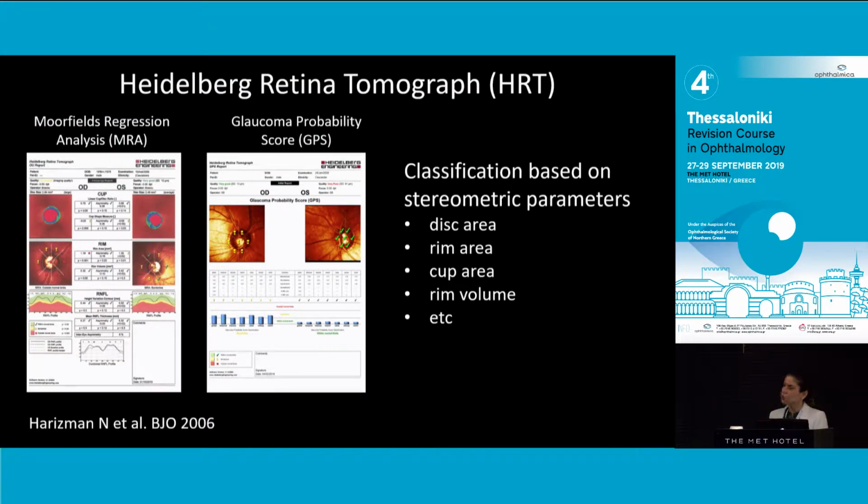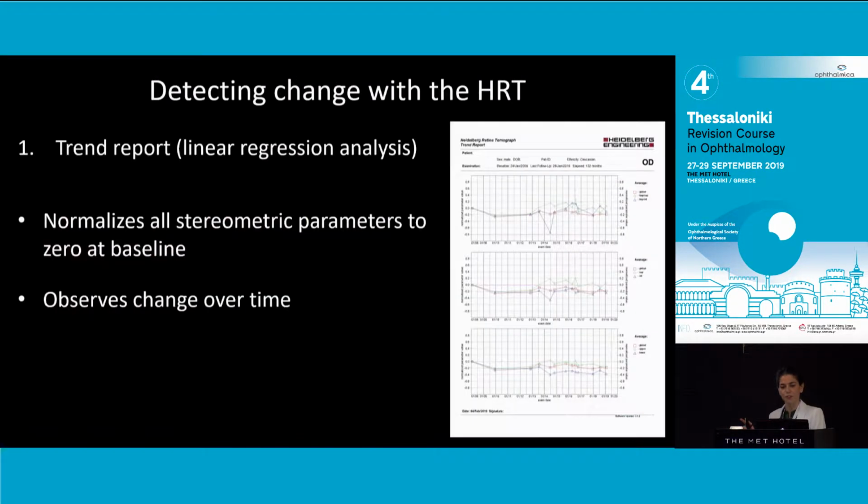I'm going to mention a few words about the HRT because some of the examples have the HRT and because some people still use it. For diagnosis, it uses two different scores, the Moorfields regression analysis and the glaucoma probability score. You get a lot of measurements here. You get ticks and question marks to highlight normal, abnormal or borderline. But what you need to remember is that for diagnosis, it's not very good. None of them are. For progression, they are very good.